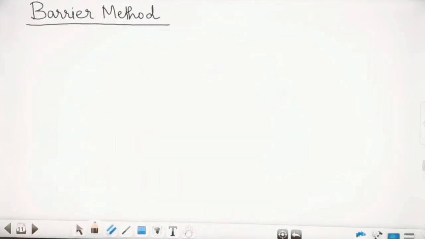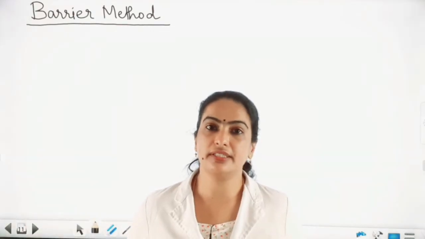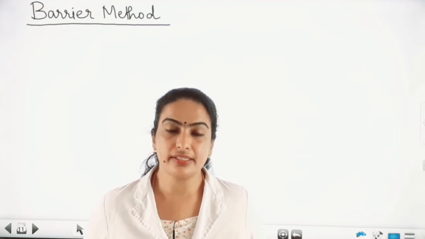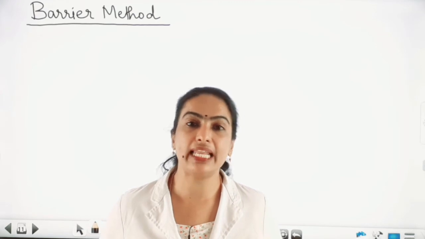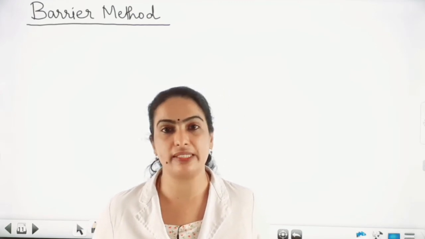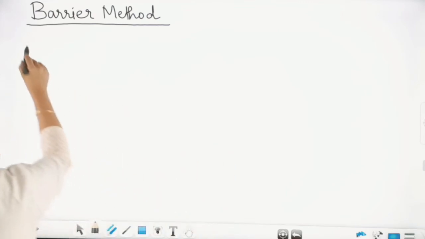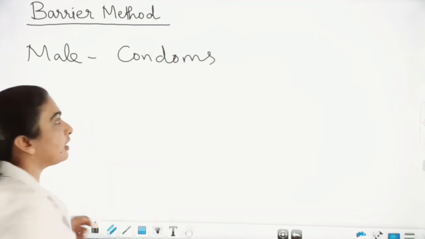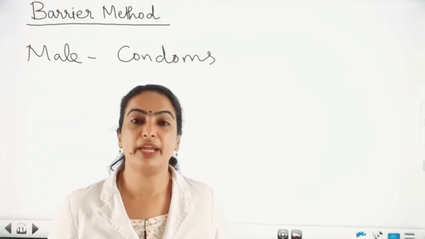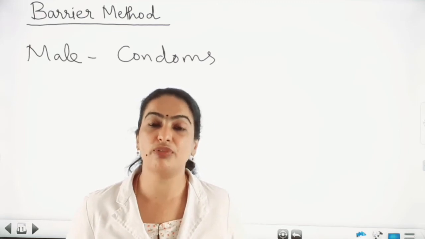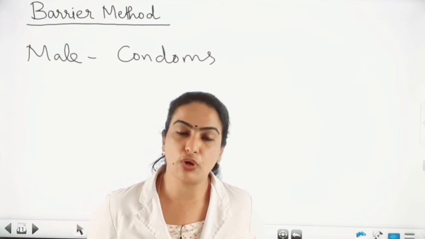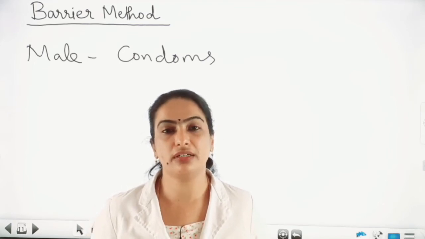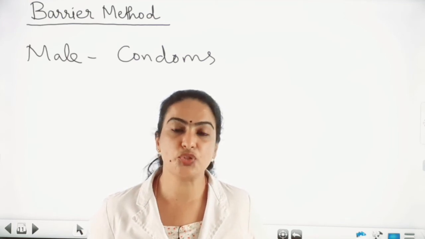Next we can see the barrier method. In barrier methods, the contact of sperm and ovum should be prevented. Here some barriers are used by both male and female to prevent unwanted pregnancy. In the case of males, they use condoms. Condoms are sheaths made of rubber or latex used to cover the penis at the time of copulation. They prevent the deposition of sperm into the vaginal tract. So it is used by the male.